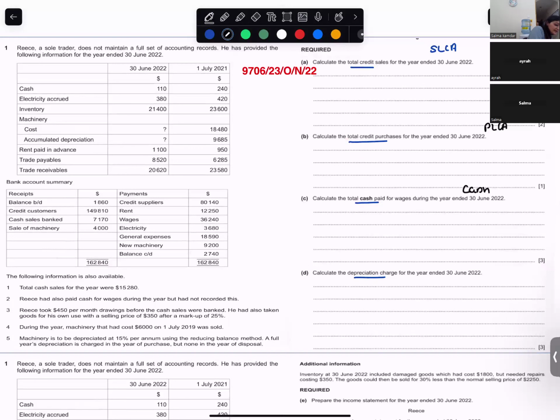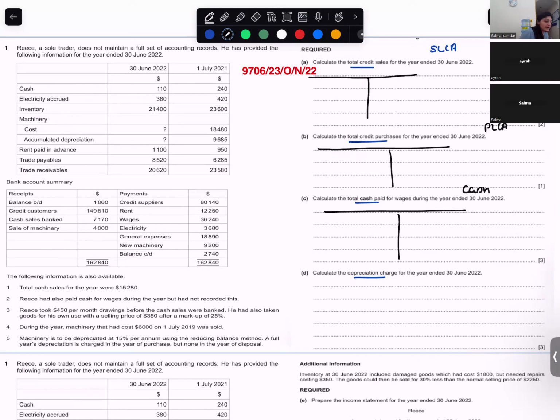Okay. So I will make an SLCA over here. I will make a PLCA over here. Cash account here. Are you with me? Yeah. Okay, fine. So after reading the question, I will go back to read my question so I can extract information. Are you with me? Yeah. Okay, just a minute.